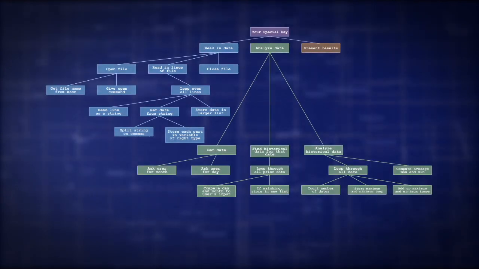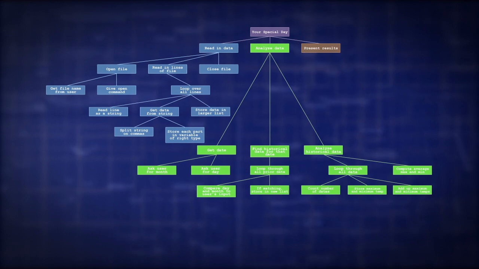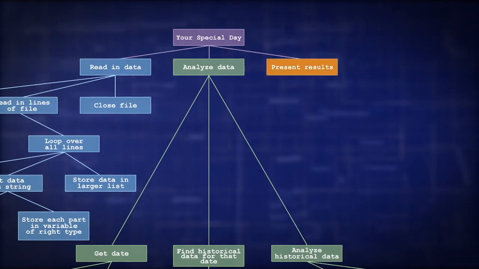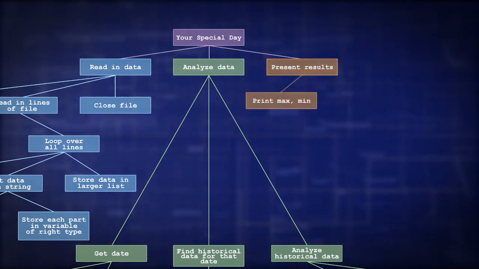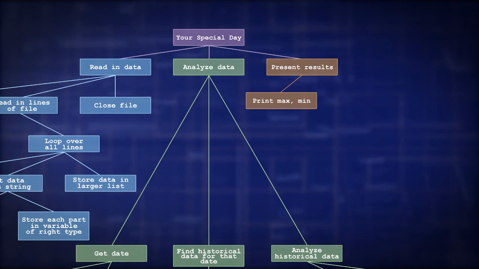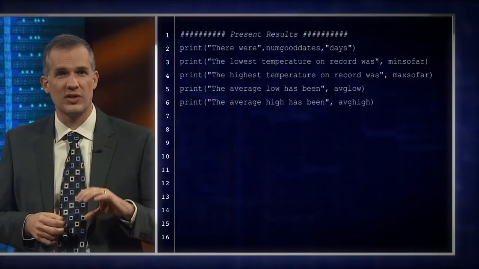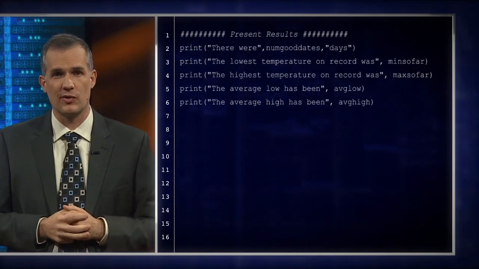Okay, let's turn back to our design. We've completed all the parts of the analysis. We're going to look at the last of the three major parts, and that's giving the output. This is the most straightforward part of this particular program. We just print out the highest and lowest values that we've seen, and we print out the average, low, and high. The code for this is pretty straightforward. We just have a set of print statements for values that we've already found.